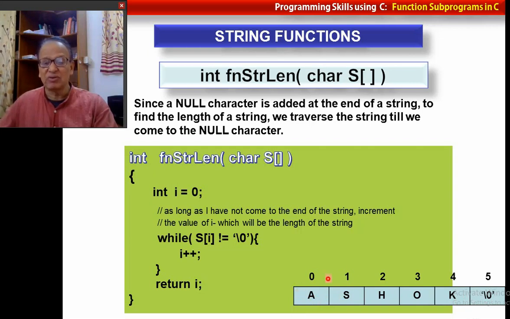No. Is a[4] equal to the null character? No. Is a[5] equal to the null character? Yes. Then I come out of the loop.